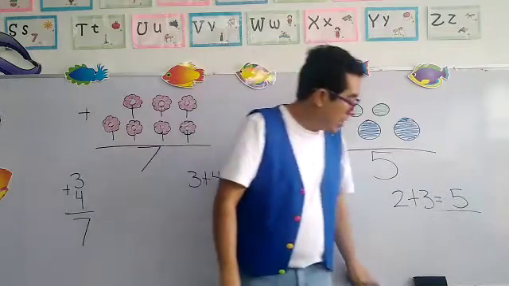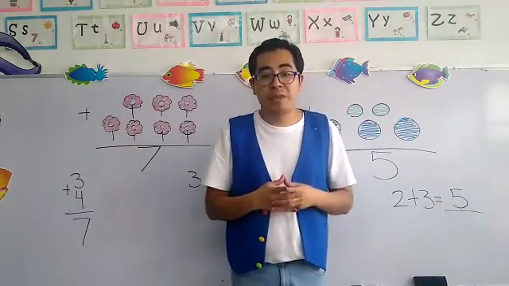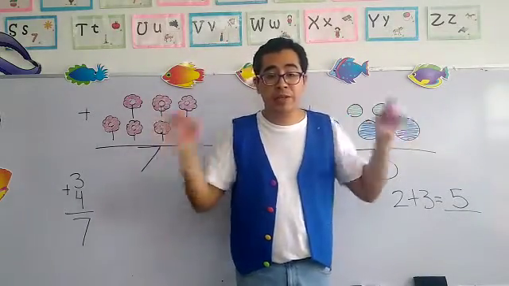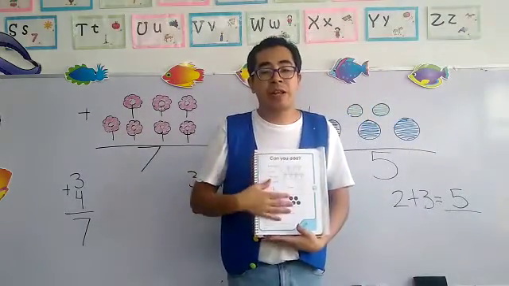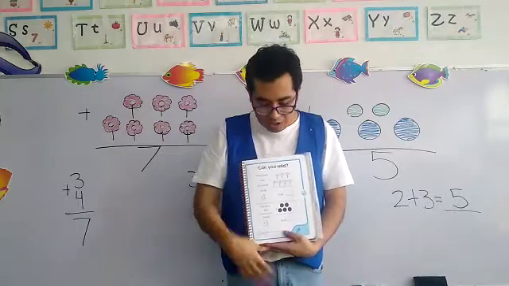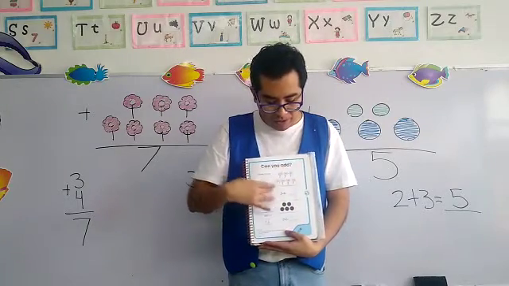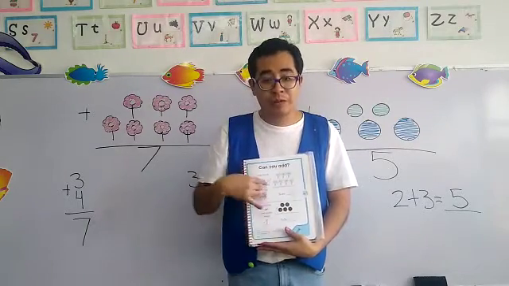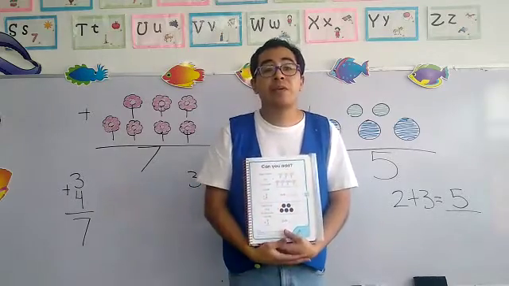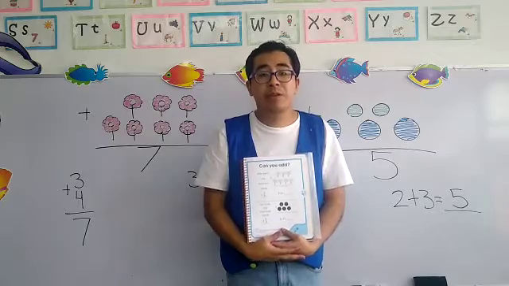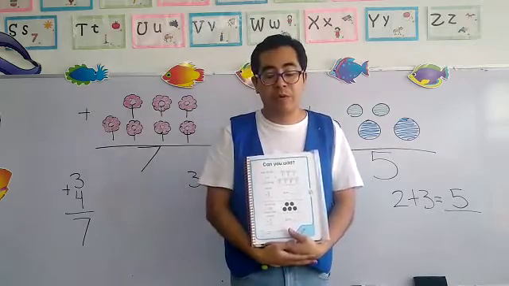Excellent. So, this is the activity for today, my children. Once again, this activity is part of your textbook and is located right here on this page, okay? So, you have the flowers, you have the additions in vertical and horizontal form, and you have the circles that you have to count to put the result, the correct number, okay?